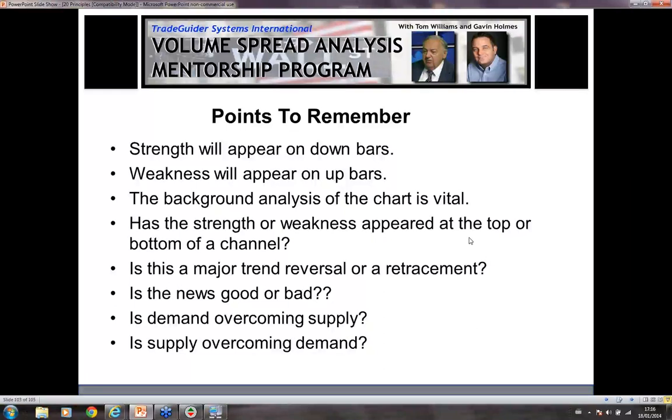If it's good and you're being told to buy gold because it's a safe haven and you see a buying climax, you better start thinking of shorting. If the news is bad, if they've told you BP can't cap the well and you see a selling climax, ask yourself the question, are you really being told the correct information? Is demand overcoming supply, or is supply overcoming demand? If demand overcomes supply, the market must go up. If supply overcomes demand, the market must go down.